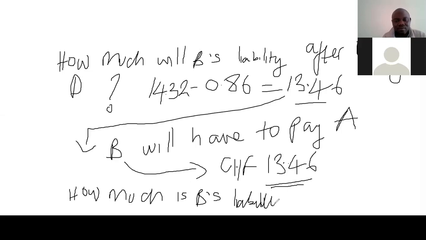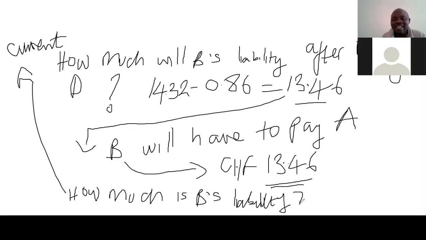Currently 13.46. After B has already paid the 13.46 to A, how much is B owing anyone? They don't owe anyone anything now. So the current position, here we're looking at the current position, is that B owes no one, nil. Okay.